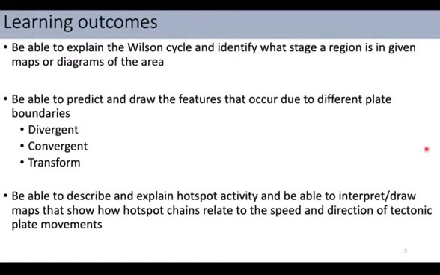So the goal for the first part of this lecture, you should be able to explain the Wilson cycle and the different stages within the Wilson cycle. Also, you should be able to draw the different features that occur due to divergent, convergent, or transform boundaries, as well as explain hotspot activity and how hotspots create island chains, and understand the direction of motion of the plate above the hotspot.